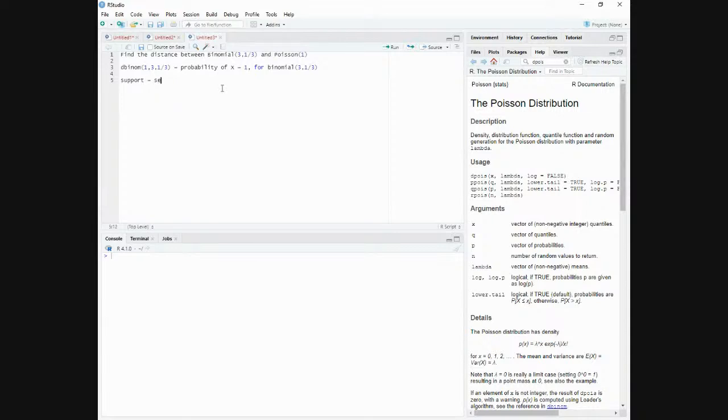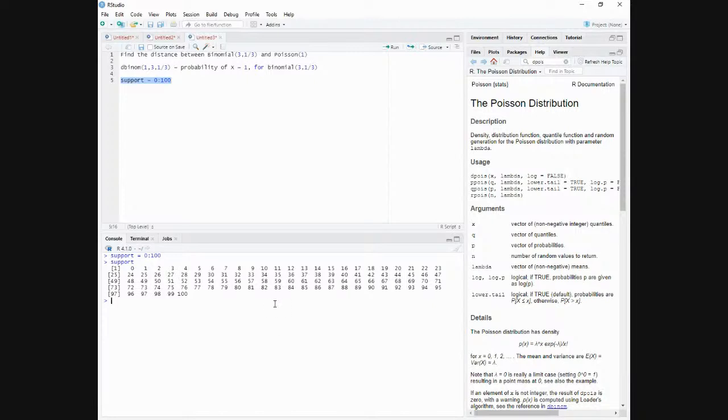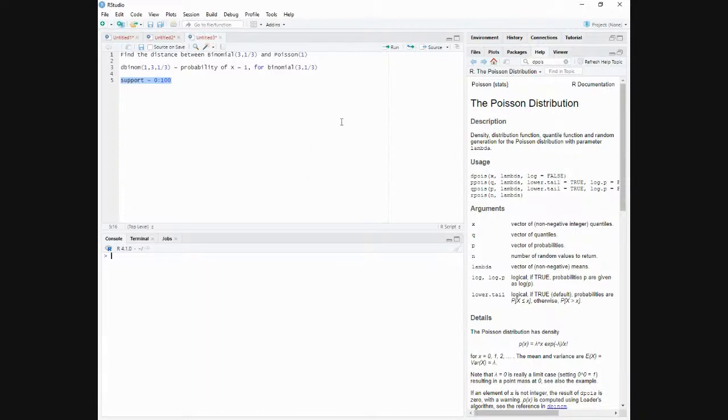That is, we will define a sequence from 1, or you can just do it like 0 to 100. It's a sequence of 0 to 100. So let's check how it looks like. You see 0, 1, 2, 3, 100. Okay, that is the idea.